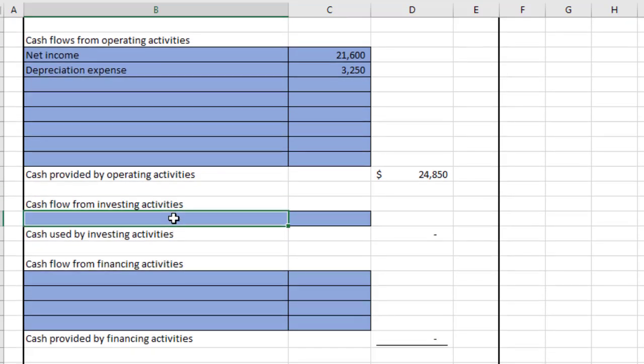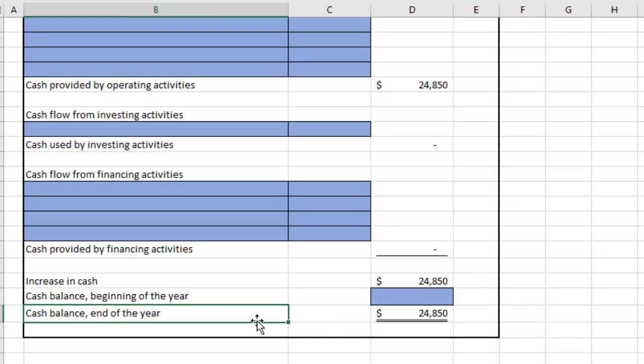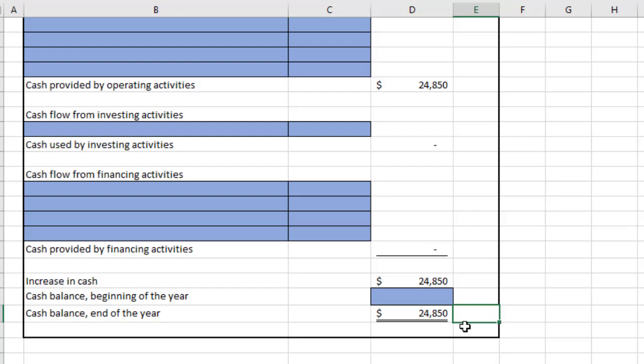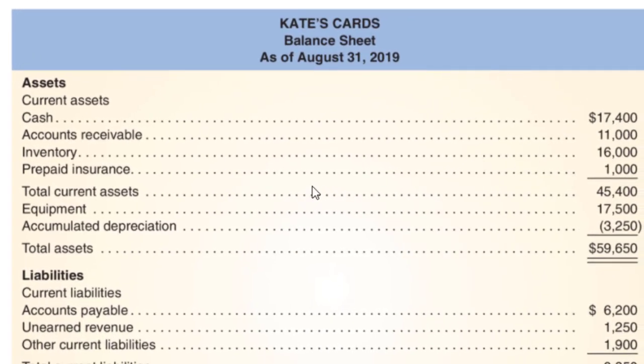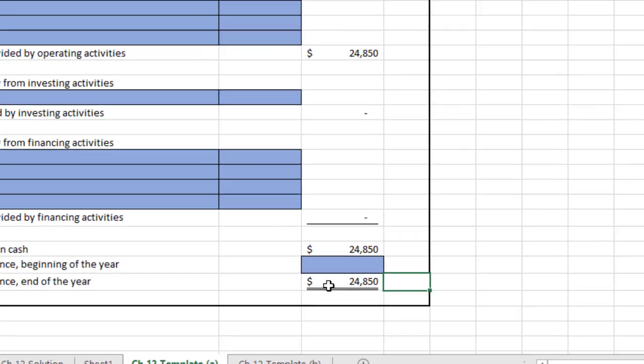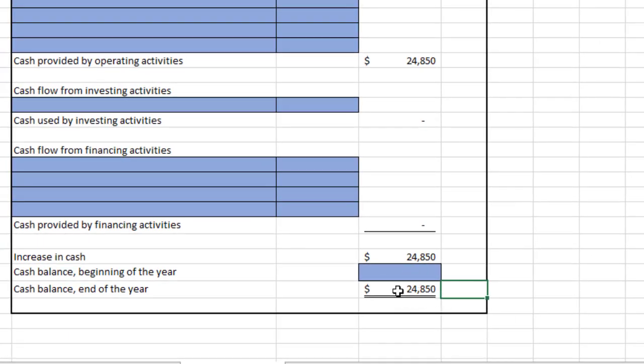Then you have your investing activities and your financing activities. I'm not going to go through each of these because I'll show you where you can get the process for doing these in the chapter. At the end of the year, you have a cash balance that should equal your balance sheet. See how your balance sheet is $17,004? We want to show where that came from. So this will end up being $17,004.